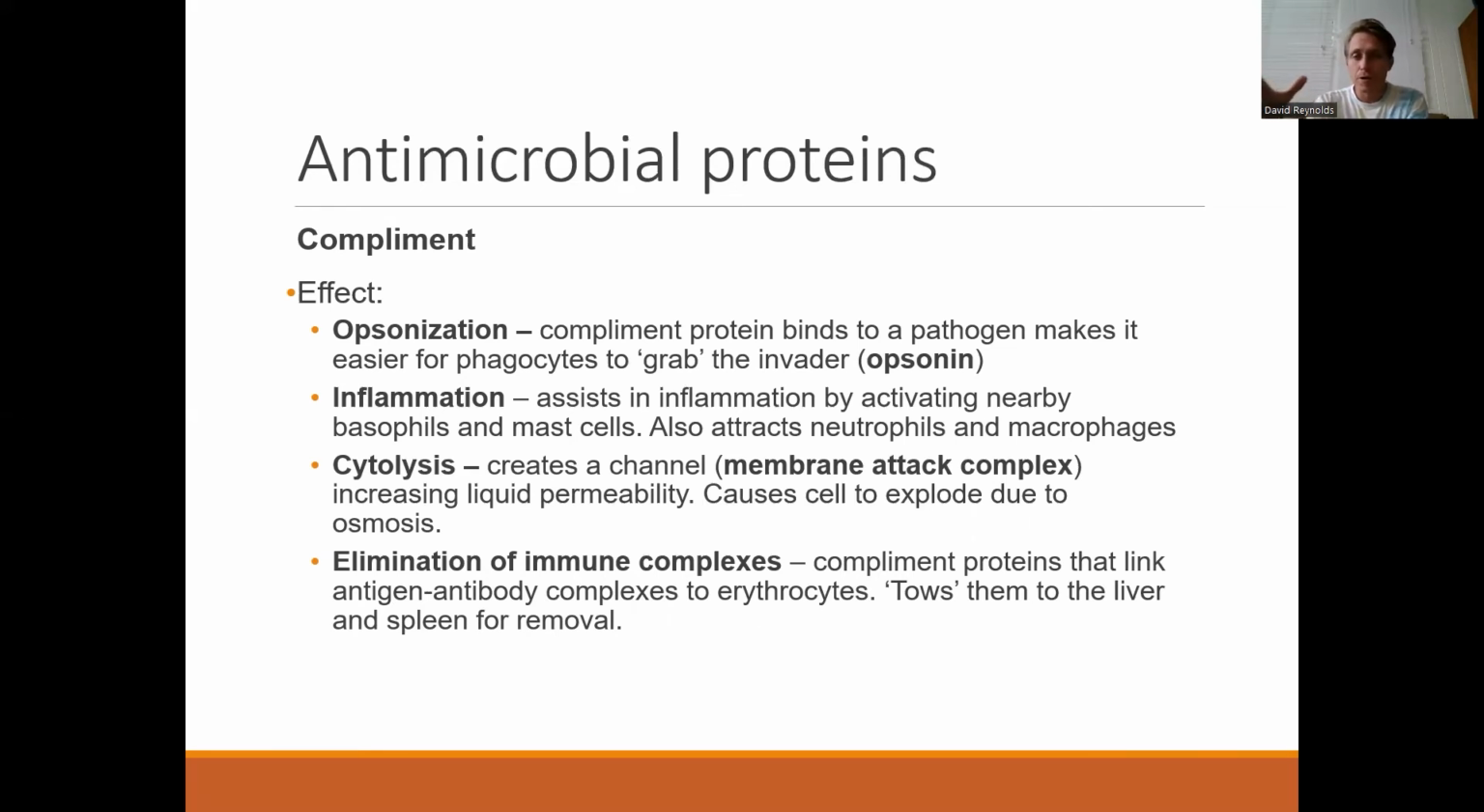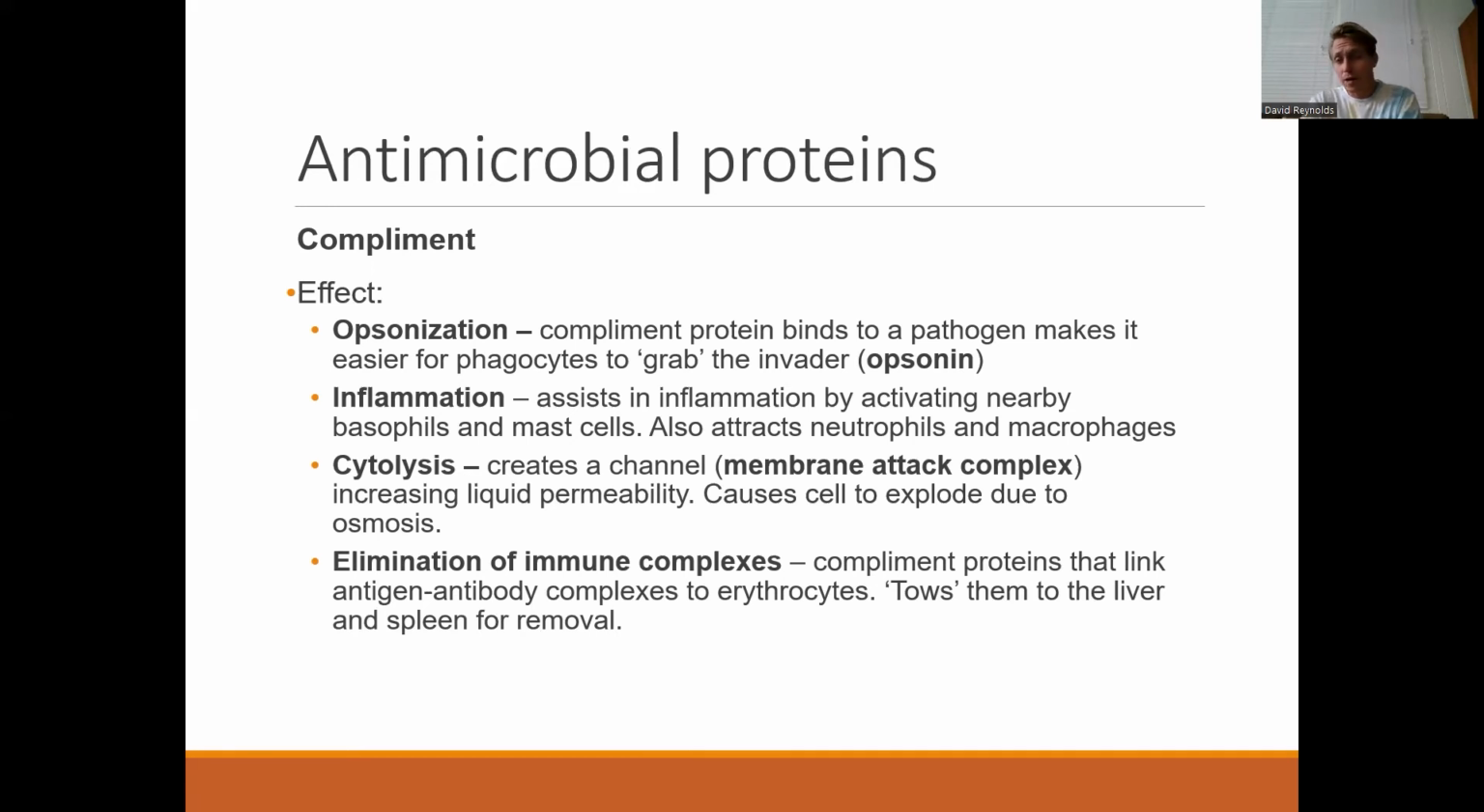Another thing they do is they're part of the inflammation response. They stimulate the basophils and mast cells that are nearby. If either the classical or the alternative pathway is activated, it will automatically stimulate the nearby basophils and mast cells, which causes an inflammation response. Another thing they do is cytolysis, which is again exploding a cell. This is usually done by some sort of channel being added, just like perforin. Other types besides perforin can also create channels in the plasma membrane of a foreign cell, and that increases its osmolarity. So osmosis will then fill up that cell with liquid, causing that cell to explode.